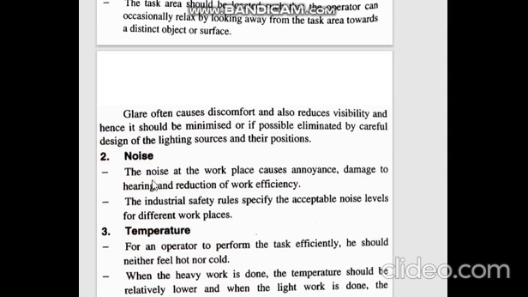So noise at the workplace causes annoyance. If there is a constant noise of high decibels, it annoys him and damages the hearing. Suppose there is constantly high noise from a pneumatic air tool or something, sometimes it will be damaging to the hearing, and it reduces the efficiency of that person when he is working.